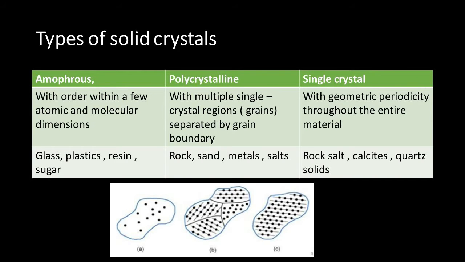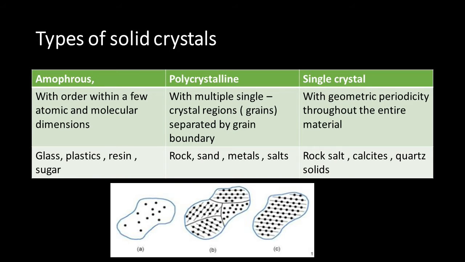Types of solid crystals. So we have amorphous, polycrystalline, and single crystal. Amorphous is described as having little order beyond a few atomic or molecular dimensions, for example glass, plastic, resin, and sugar. While polycrystal has multiple single crystal regions or grains separated by grain boundaries, as you can see here in image B. Some examples of that are rock, sand, metal, and salt.